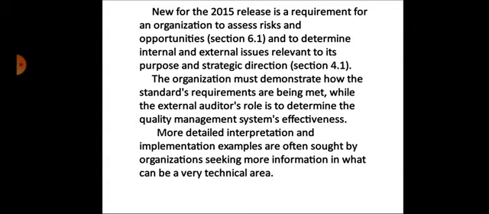New for the 2015 release is a requirement for an organization to assess risks and opportunities and to determine internal and external issues relevant to its purpose and strategic direction. The organization must demonstrate how the standard's requirements are being met, while the external auditor's role is to determine the quality management system's effectiveness. More detailed interpretation and implementation examples are often sought by organizations seeking more information in what can be a very technical area.